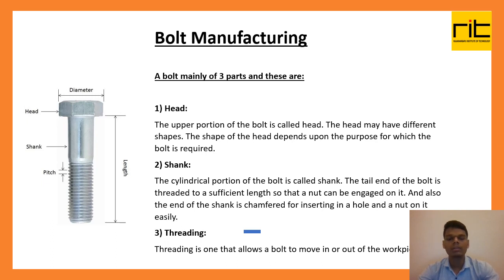Second, shank. The cylindrical portion of the bolt is called the shank. The tail end of the bolt is threaded to a sufficient length so that a nut can be engaged on it, and also the end of the shank is chamfered for inserting it into a hole and a nut on it easily. Third, threading. Threading is what allows a bolt to move in or out of the workpiece.